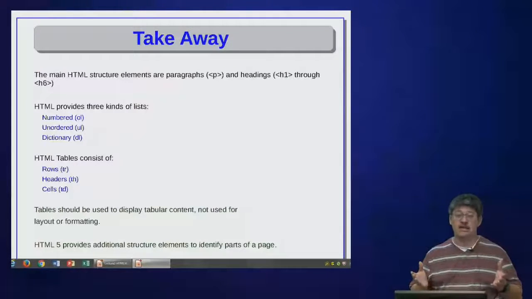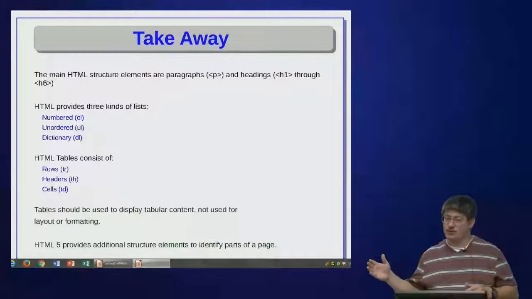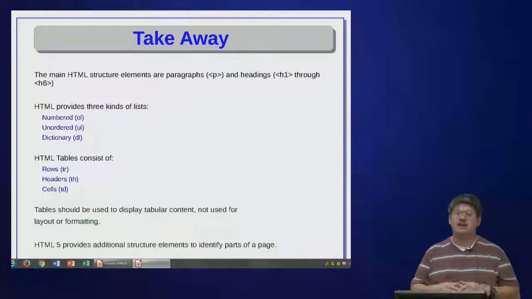So here's what I want you to take away from today's lecture. First of all, the main structural elements in HTML are the paragraph tag and the headings tags, H1 through H6. Turns out HTML5 actually added more headings tags. They're not H7 through H100 or something like that. There's a new way to do it that gives you additional levels of heading. That's a little bit beyond what I want to talk about in this course.